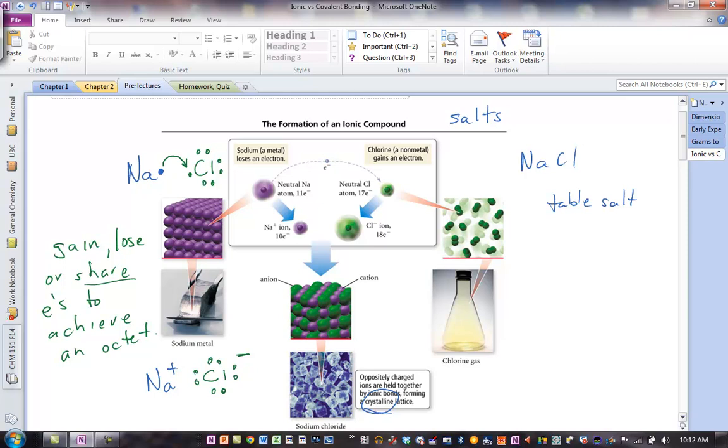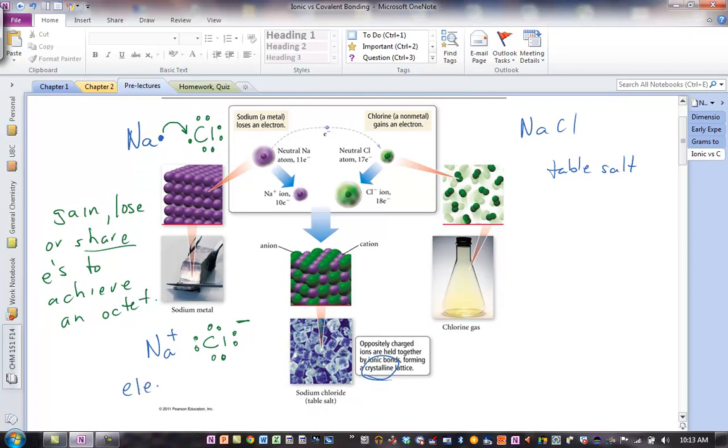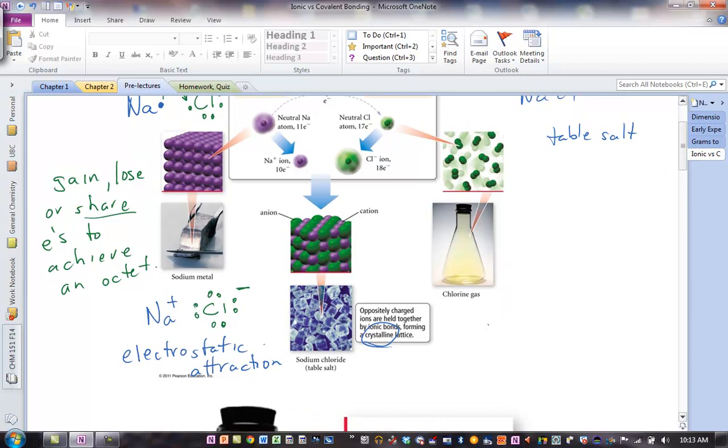So now we have these two ions, and they are going to be held together by what we call an electrostatic attraction. Okay. More simply, attraction between oppositely charged ions. Okay, so oppositely charged ions are going to attract each other. If they have the same charge, they're going to repel each other. But these are oppositely charged. They're going to attract each other, and that is what we call an ionic bond, or ionic bonding. Okay, this attraction between oppositely charged ions.